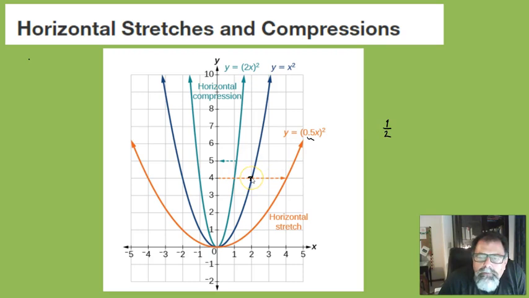Okay, so if this is 1/2, you're going to stretch it by a factor of 2. If this is 2x inside, you're going to compress it by a factor of 1/2, right? You're going to divide it by 2. So if you're multiplying by 2 in here, you're going to take the x coordinate and divide by 2.